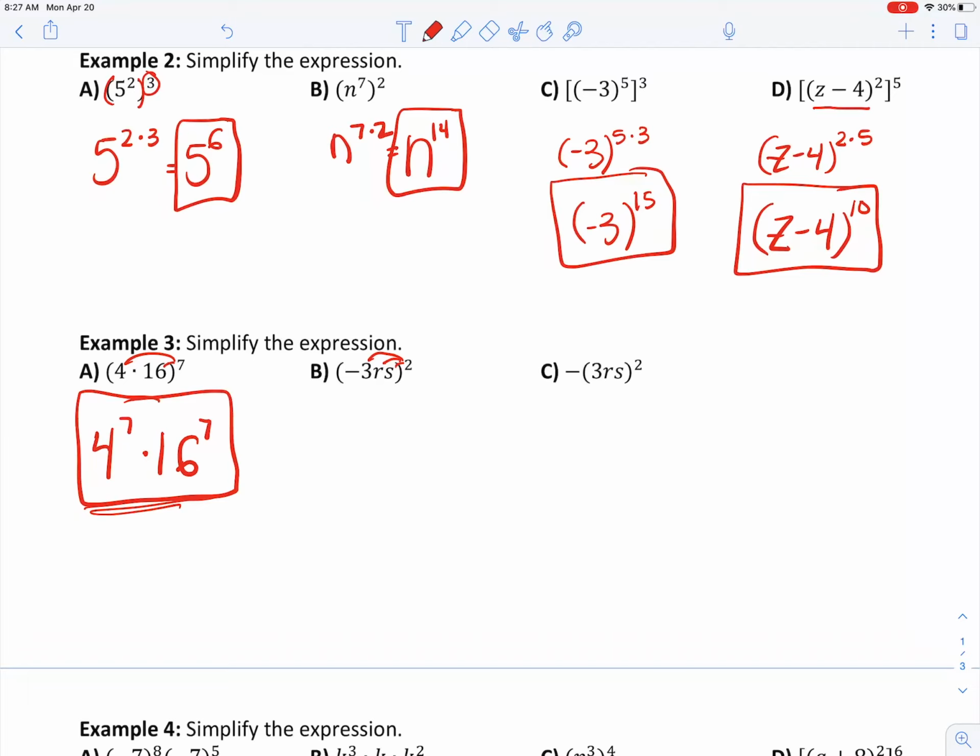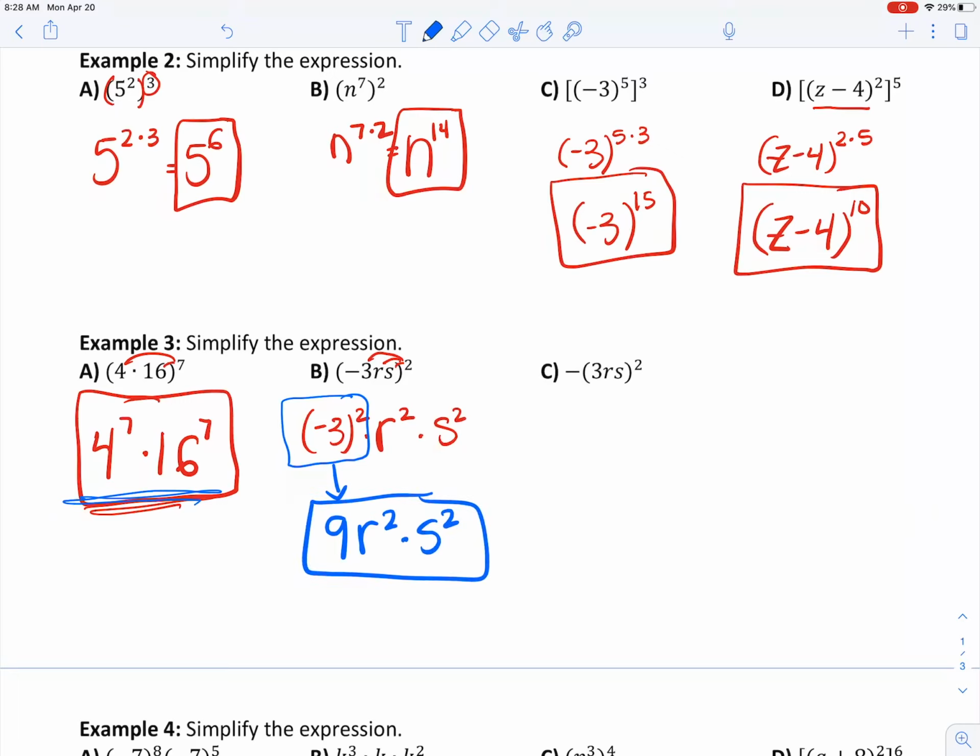Okay, and we're going to do the same thing here. We're going to distribute that 2 through. So we have negative 3 to the second power, r to the second power, times s to the second power. Now, I know I just got done saying let's not multiply this out, but negative 3 to the second power is such a small number in comparison to 4 to the 7th times 16 to the 7th. So negative 3 times negative 3 is 9. It is okay to go ahead and multiply that and write 9 there.